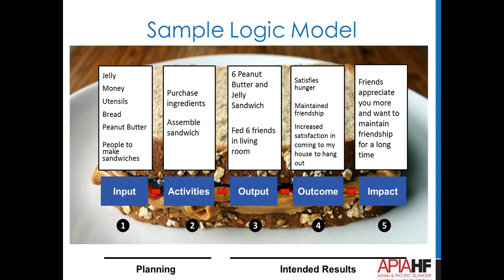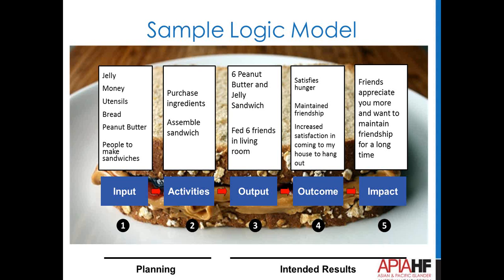So on the next slide, I wanted to give you just a sample logic model. My problem or my need is that I have six hungry friends in my living room. What do I have or what can I get are the inputs to help with this problem. If I have access to those inputs, I have access to money, peanut butter and jelly and bread and utensils and people to make sandwiches, then I can purchase the ingredients and assemble the sandwiches.